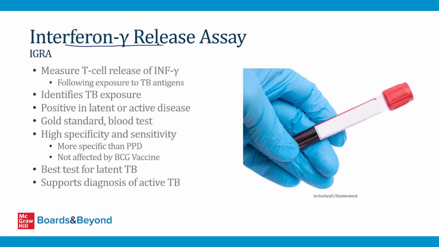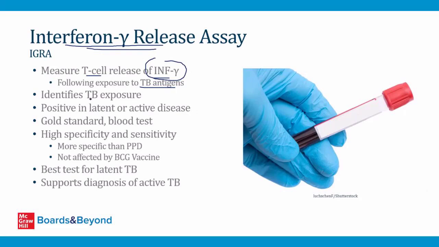This is a test that determines whether or not a person has previously been exposed to tuberculosis. It doesn't tell you whether they have active infection or latent infection, and usually this test is used to identify patients who have latent tuberculosis. The way the test works is it measures T-cell release of interferon gamma. You expose a sample of the patient's T-cells to tuberculosis antigens, and you measure the amount of interferon gamma produced. That's why it's called an interferon gamma release assay.